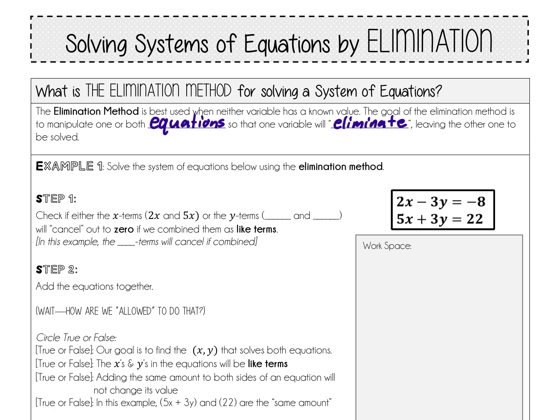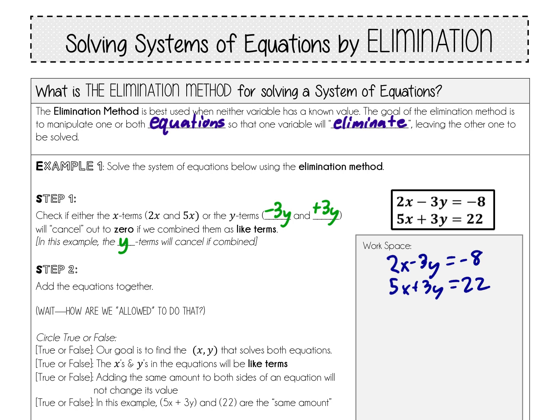Our example is 2x minus 3y is equal to negative 8 and 5x plus 3y is equal to 22. For our first step, we're going to check if either the x terms, 2x and 5x, or the y terms, negative 3y and positive 3y, will cancel out to 0 if we combine them as like terms. In this example, the y terms will cancel if combined. That means we can move on to step 2 and add the equations together.